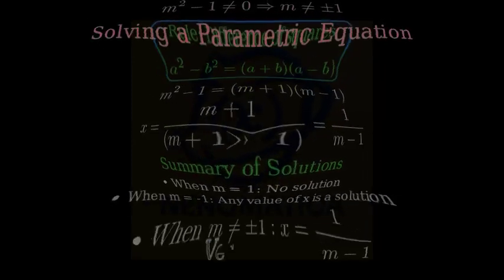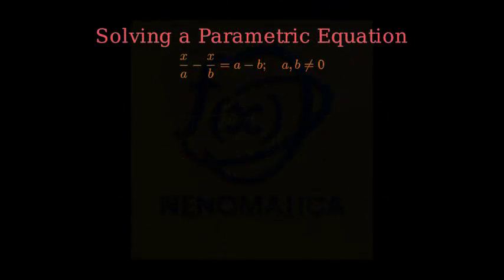Let's look at our problem. We need to solve the equation x over a minus x over b equals a minus b, where a and b are not equal to 0.